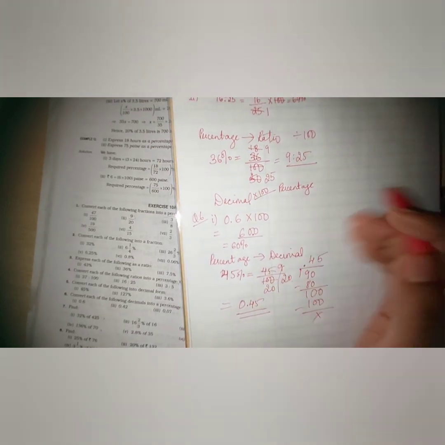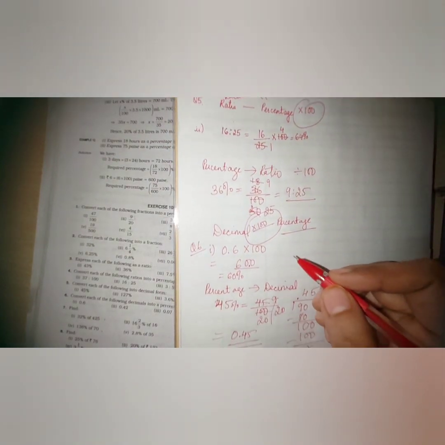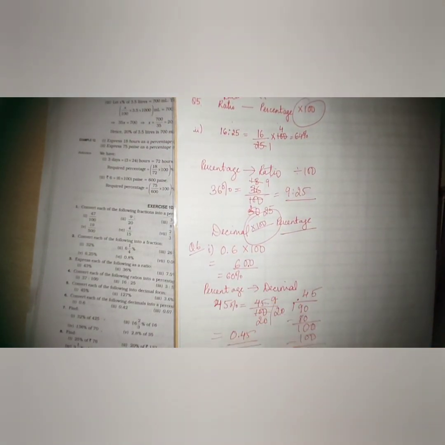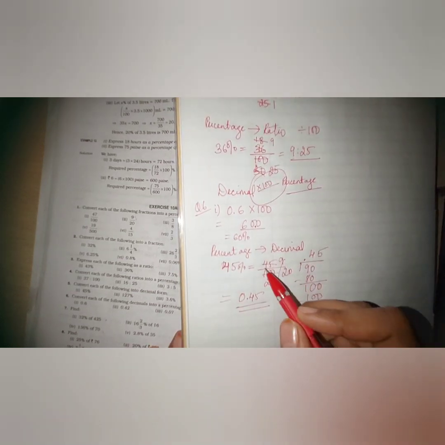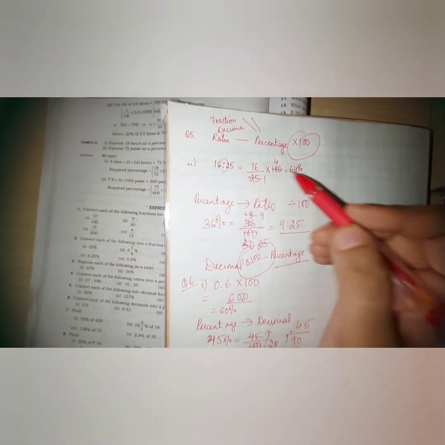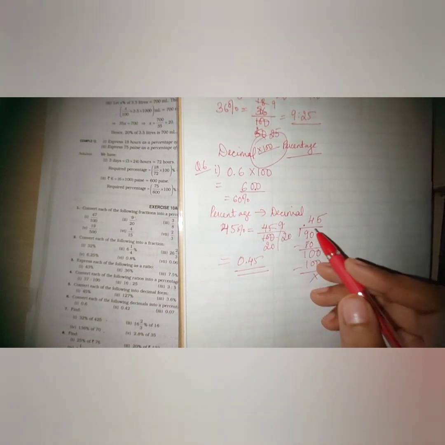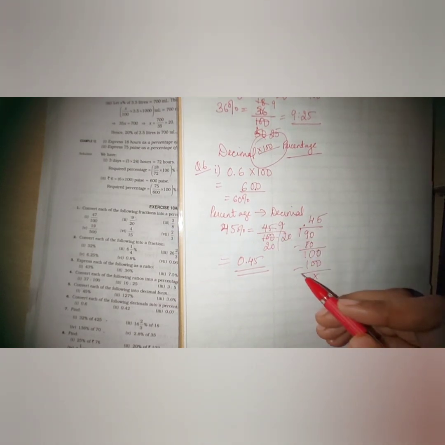Remember, anything when you are changing into percentage, multiply it by 100. Anything. And when you are changing a percentage into ratio, fraction, or this decimal, make it upon 100. If it is getting cancelled, cancel it. Okay. If you are giving the answer in ratio, just use this sign and write in ratio form. If you have to give the answer in decimal, just divide the fraction and get the answer in decimal point. Okay.